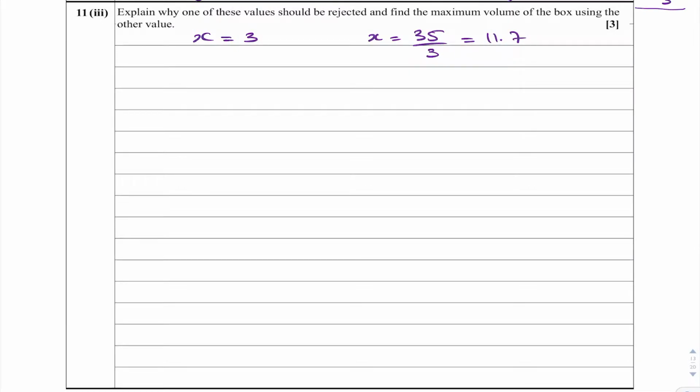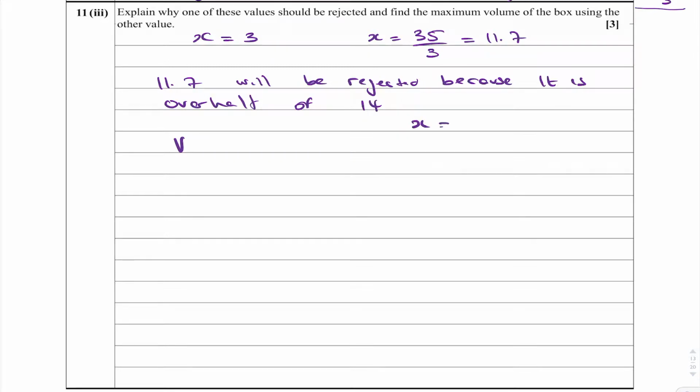Now, 11.7 will be rejected because it is over half of 14. It's impossible to turn into a box in that sense. So hence, it's going to be rejected. But the one that will be accepted will be x equals 3.